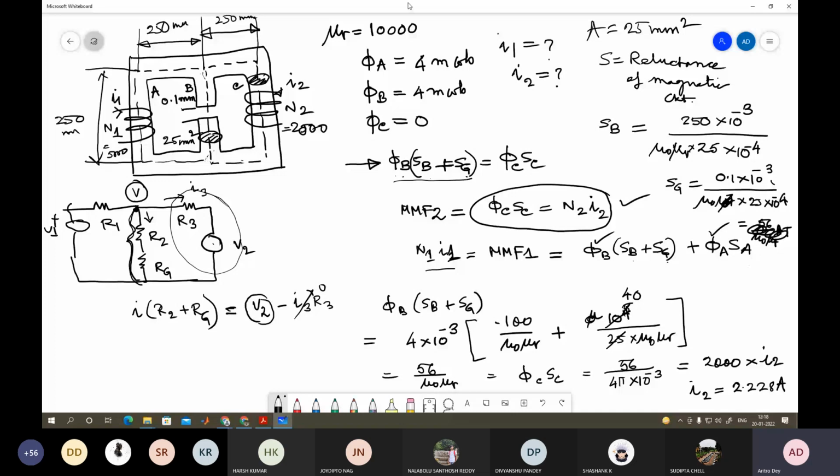And now for the coil 1, what we have to solve, this phi b into SB plus SG is equal to actually phi C SC, same as that. So that we have already calculated, which is 56 by mu 0 mu r. Now for the other part, like this, and this, what will be your SA? SA will be 250 plus 250 plus 250, it is 750 into 10 to the power minus 3 divided by mu 0 mu r into 25 into 10 to the power minus 4. So it turns out to be how much?